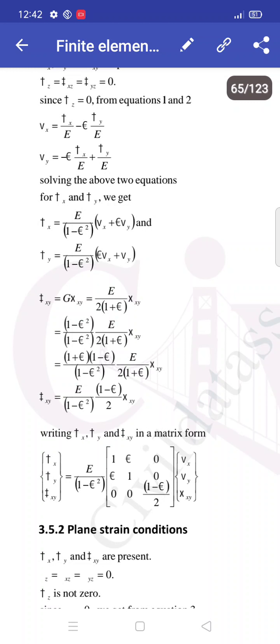So from which, sigma x, sigma y, tau xy is equal to E by 1 minus nu square times the matrix 1 nu 0, nu 1 0, 0 0 1 minus nu by 2. It is in matrix form. So epsilon x, epsilon y, gamma xy.